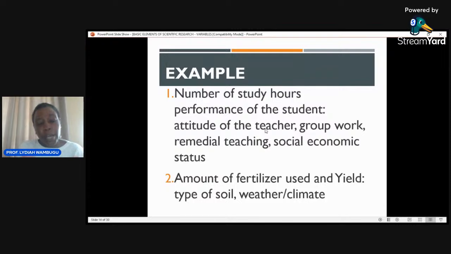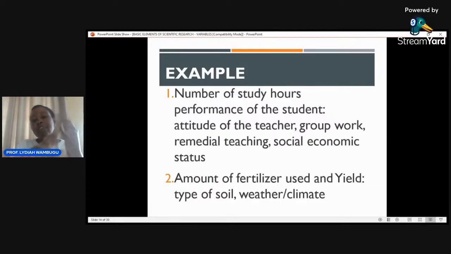So I know someone may be looking at number one and saying, but all these are independent variables. Yes. To somebody else, all these are independent variables, because attitude of the teacher will affect the performance. Group work will affect performance. Remedial teaching, socioeconomic data, they will affect performance. But when I have a study, I have already identified my IV based on the preliminary literature review that I have done. Then in my study, attitude of the teacher is not an IV. It is an intervening, or it is an extraneous.